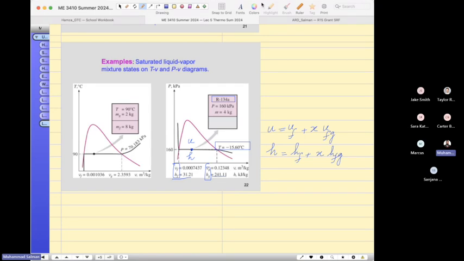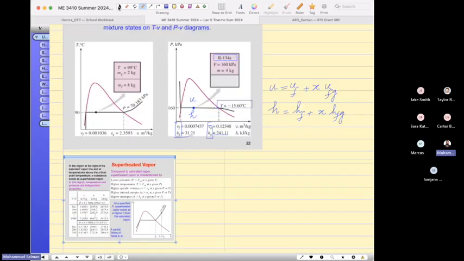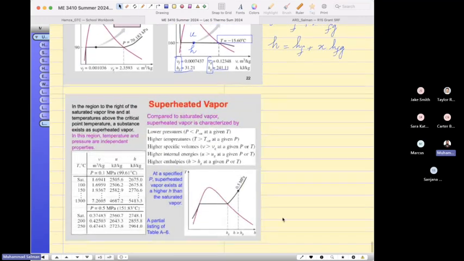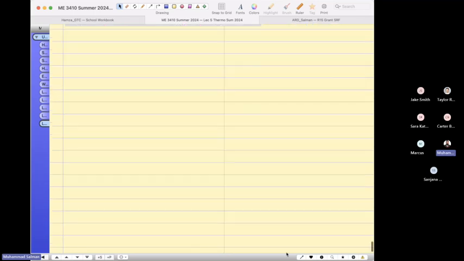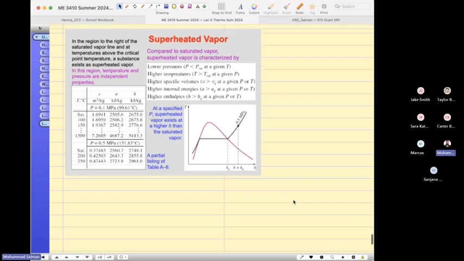Please type in yes if you understood this liquid vapor mixture region. Taylor says yes. Carter says yes. Sarah says yes. Good job, guys. I'm glad that you have understood the concept. It's not difficult, but we will understand the concept, and this is important for our problem solving skills.